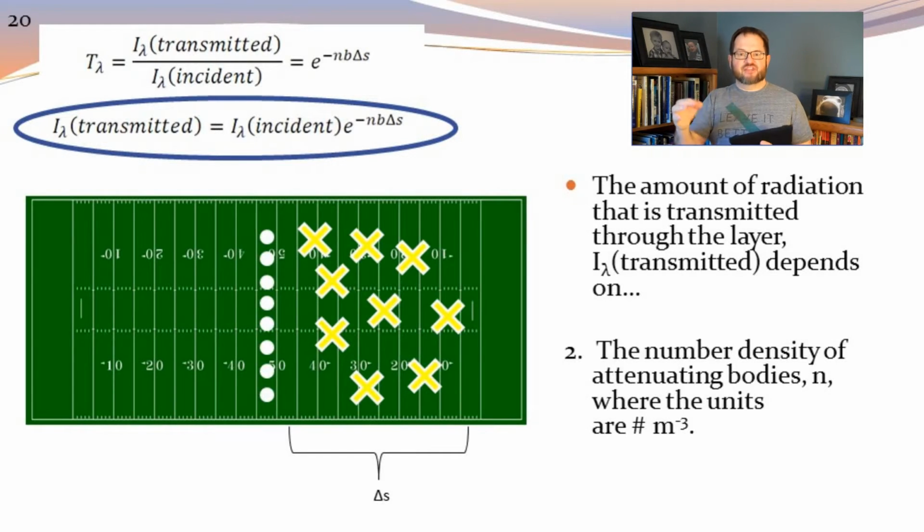They're bodies, and there's a certain number of those little bodies per cubic meter of the atmosphere. That number is represented by N. N is the number of these bodies per cubic meter.